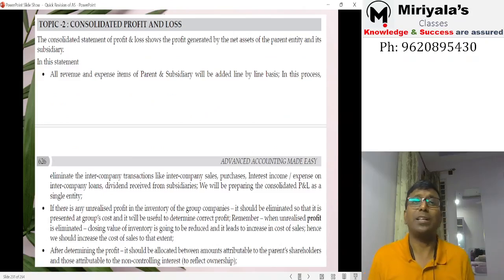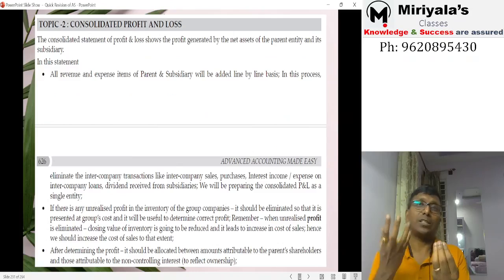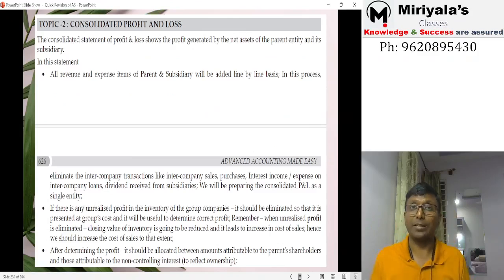Consolidated P&L is very easy. I told you, line by line consolidation. Total sales of the holding company plus total sales of the subsidiary company will be in the consolidated profit and loss. Same way, total expenses and tax expenditure will also be taken. But we will eliminate some items. Suppose the holding company sold goods to the subsidiary company. Then you are supposed to eliminate the holding company's sales and the subsidiary company's purchases, as if no such transaction happened. Any interest income, interest expenditure, all these things should be eliminated.